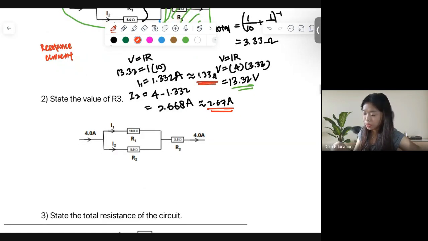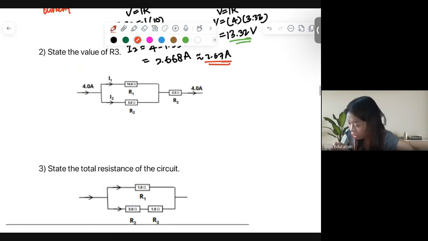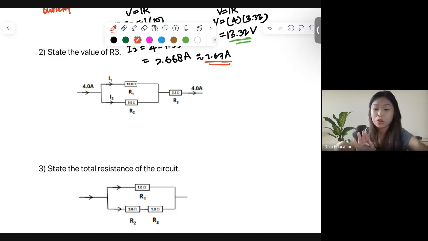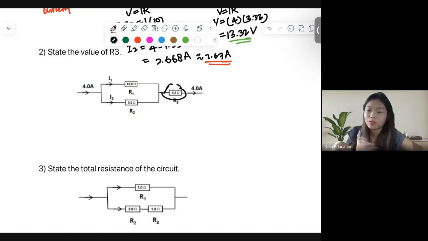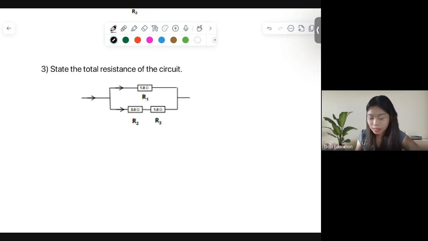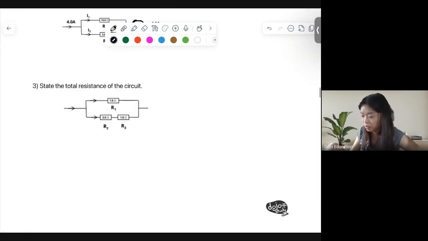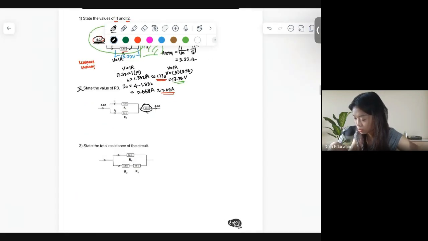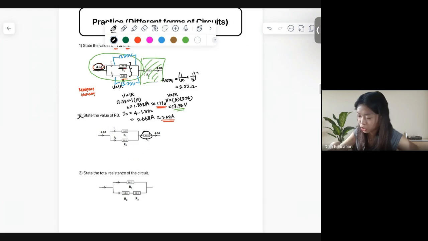Okay, so next one. State the value of R3. Okay, this question, I'm sorry, there's a bug, because they already give you R3, 3.5 ohm. So for question 2, just ignore it. Okay, there's a bug. Okay, then for question 3, find the total resistance of the circuit. Just make sure y'all can see question 1, just in case you haven't finished copying.